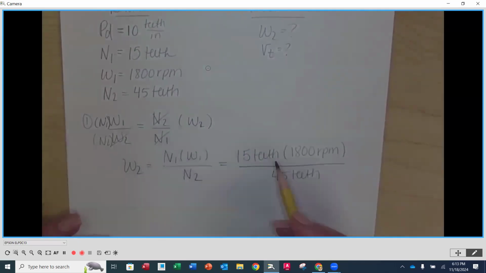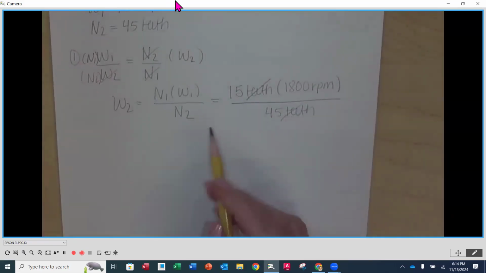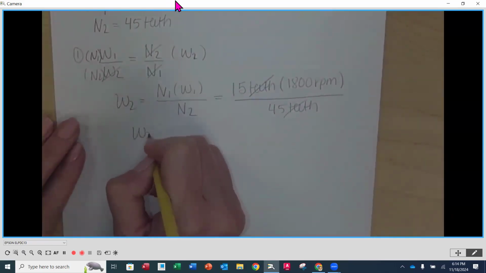Now here we want to cancel out the teeth. Don't just leave the teeth there. The whole purpose of carrying the units along is to cancel out and make sure that we end up with appropriate units for the variable that we're solving for. In this case, we're solving for an angular velocity and RPMs is left over. That is good. So what do we get for our W2?